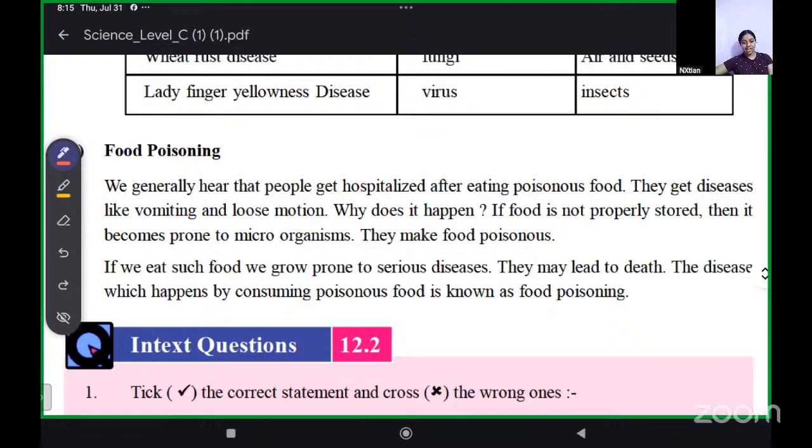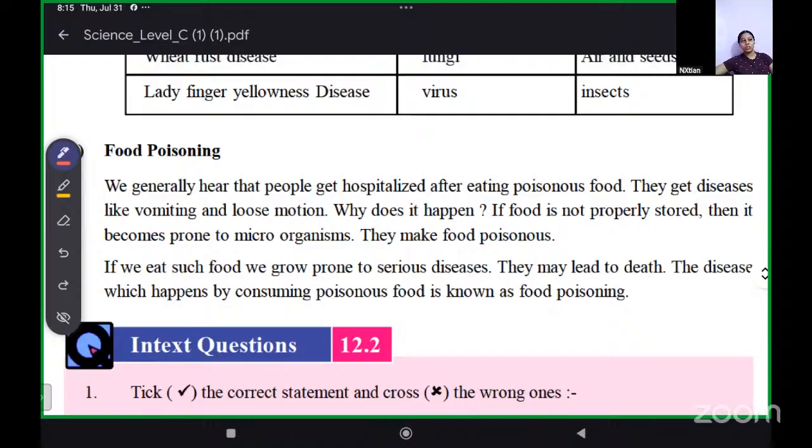Some microorganisms make the food poisonous if it is stored in the wrong way, or in the wrong conditions. That is not good for the food. It depends on the food items also. Microorganisms can multiply in the food, and when we eat it, it will cause us illness. We will be sick. Sometimes it is very serious.